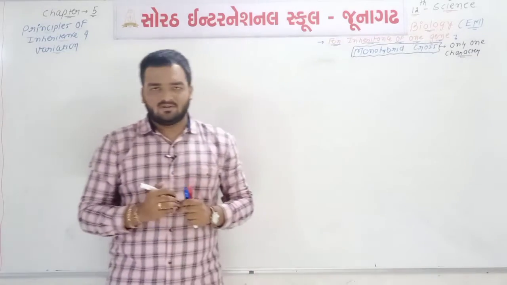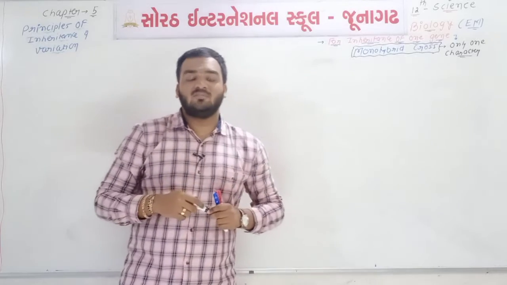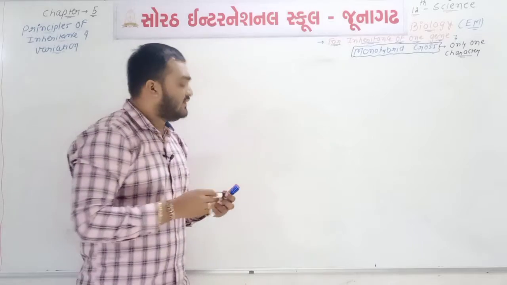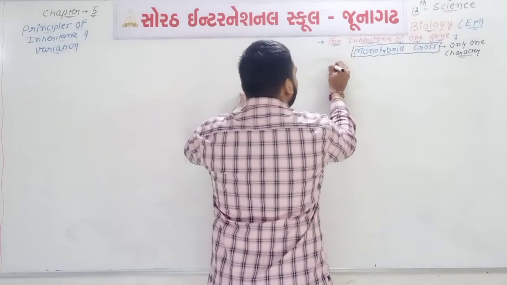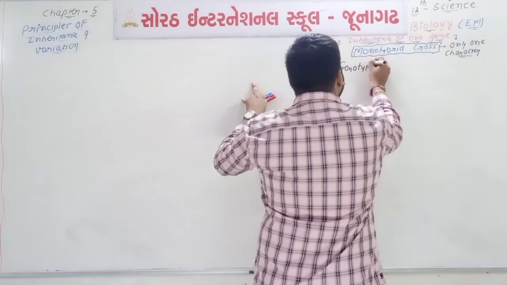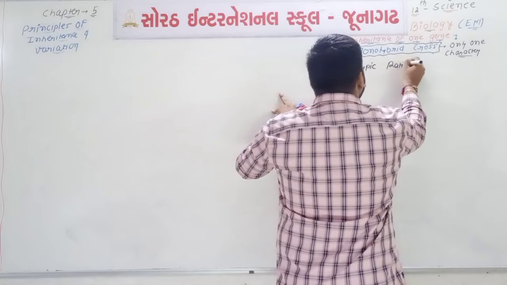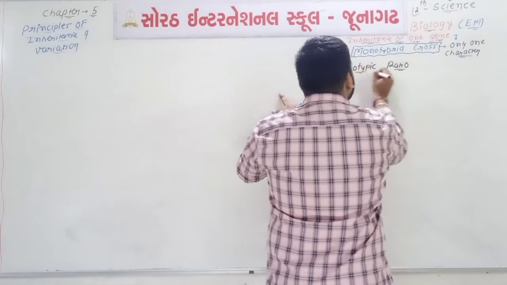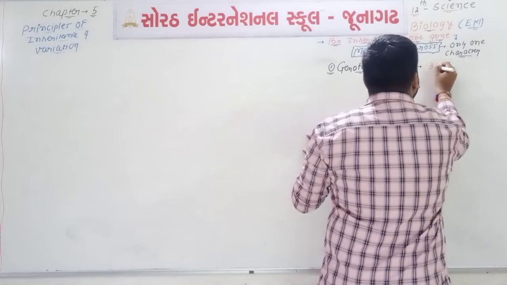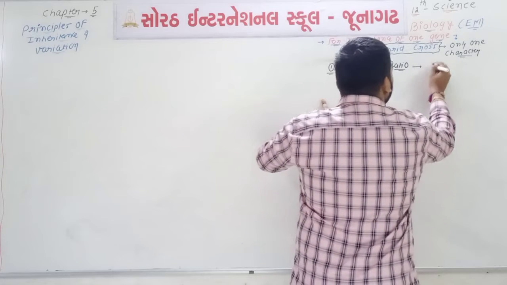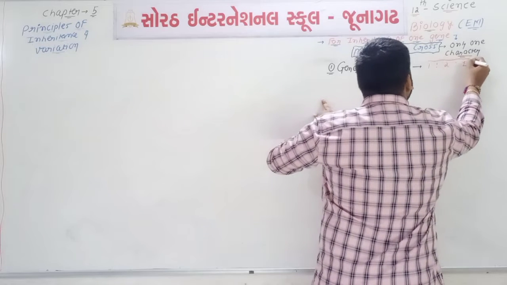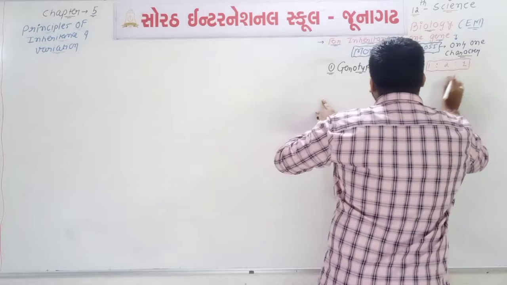But the result, meaning the ratio, meaning the genotypic ratio and phenotypic ratio of the monohybrid cross, is very important. Here I am writing the first result, which is known as the genotypic ratio. The genotypic ratio is 1:2:1. You will remember it: 1:2:1 means in the F2 generation.